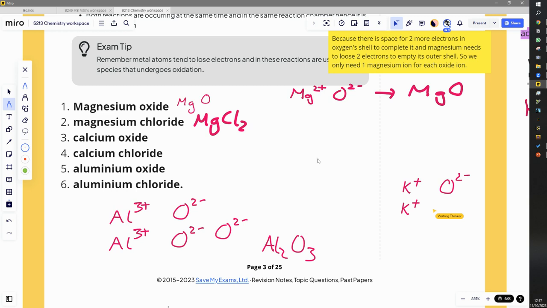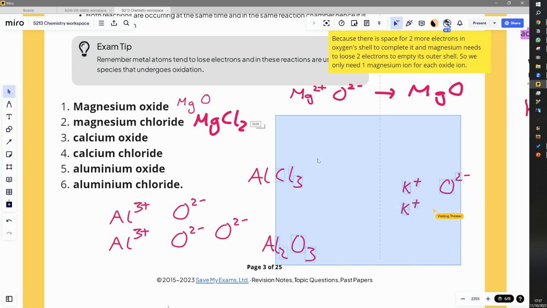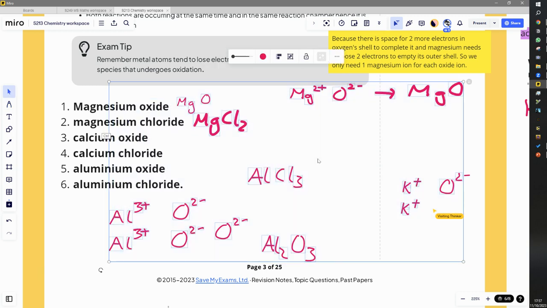So you notice that the numbers do always change, but the explanation is really important. So aluminium chloride then, well, aluminium we know forms an Al3+ ion, chlorine is 1-. So how many chloride ions do we need? We need 3 to balance it out. So it's going to be AlCl3.